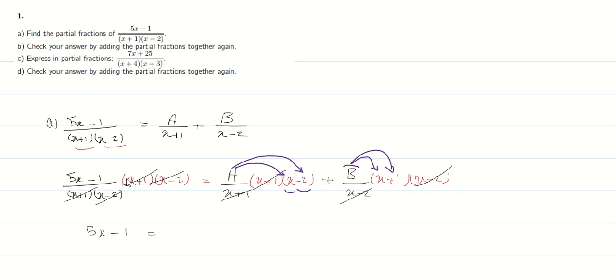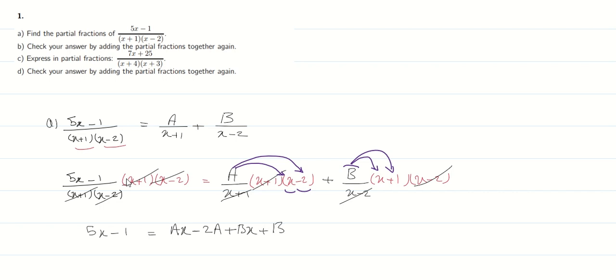So we're going to write the equation. We have A times x on the first term. The second term is going to be A times negative 2, which would be equal to minus 2A. And on the last expression, we have Bx plus B.